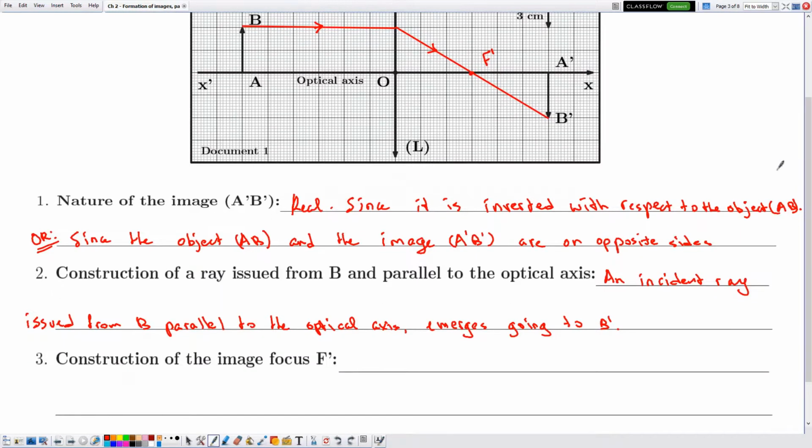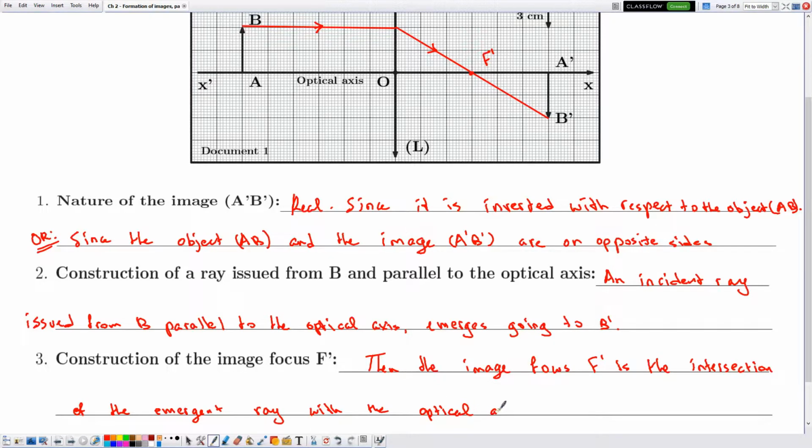Now let's do the justification. Then the image focus F prime is the intersection of the emergent ray with the optical axis.